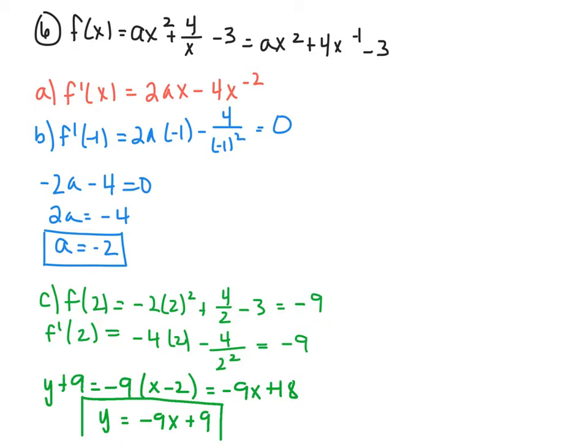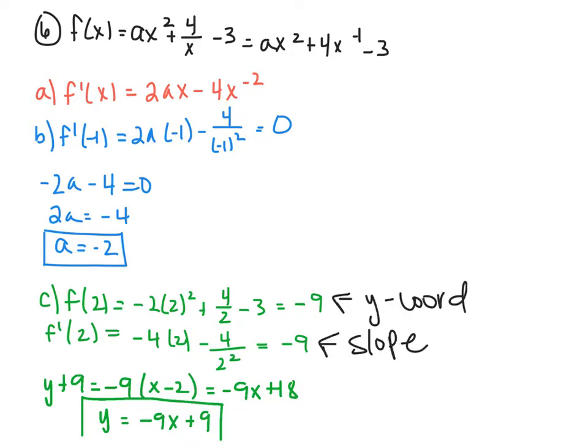And then I needed to find the slope of our tangent line. So I did the same thing, but with the derivative. I plugged in negative 2 for a and positive 2 for x. So you get negative 4 times 2 minus 4 over 2 squared, which is, again, negative 9. So this is the y coordinate, and this is the slope.